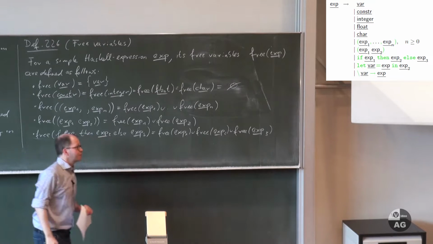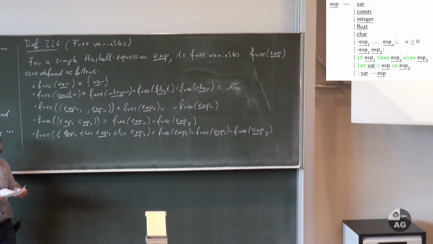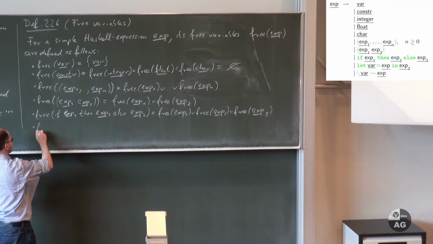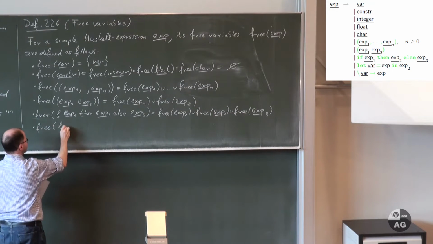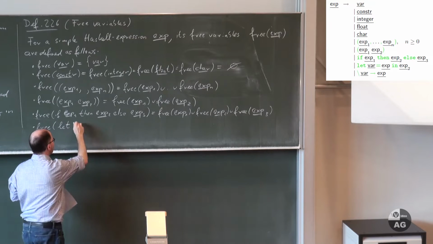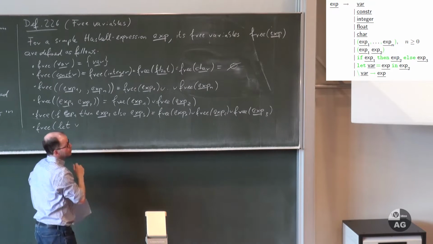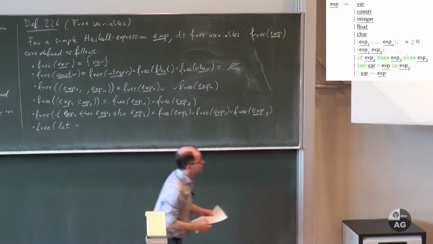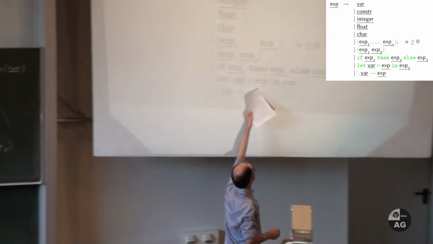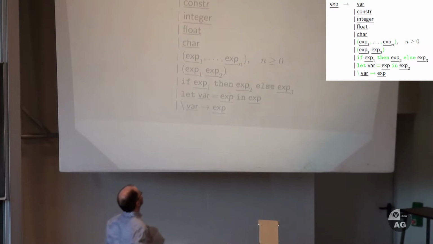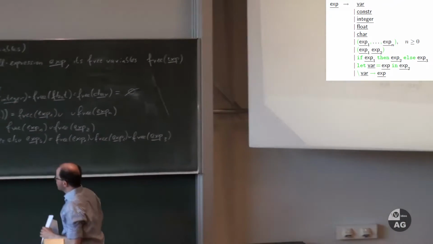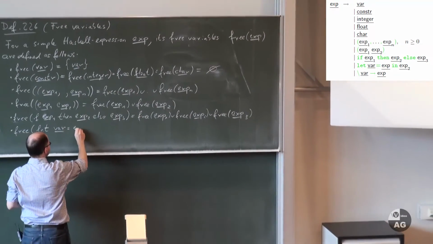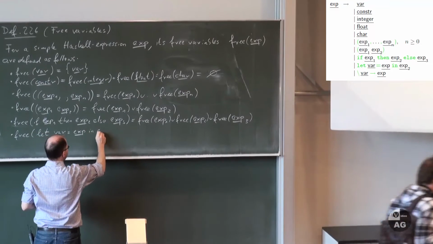Now the only interesting cases are the last two cases. So a let expression. What are the free variables in the expression let var equals exp in x prime? This should read so. There's a prime missing. Now of course this exp here and this exp, they don't have to be the same. So let var equals exp in x prime.